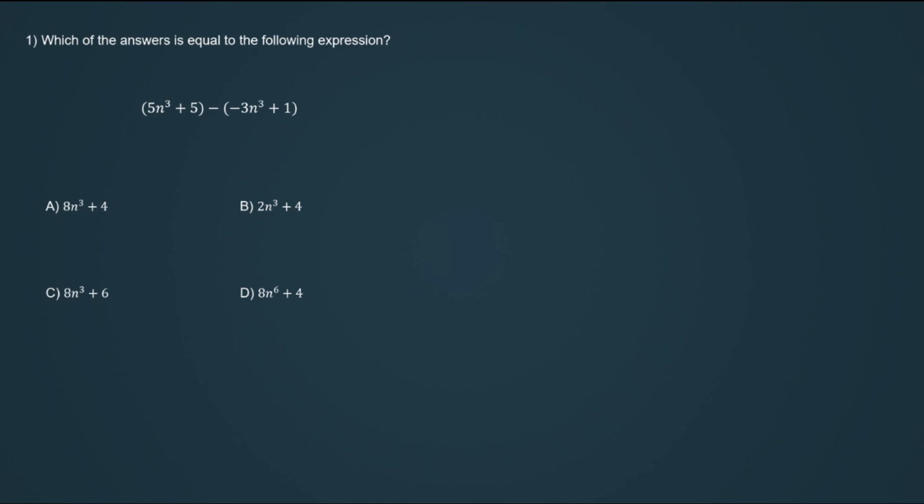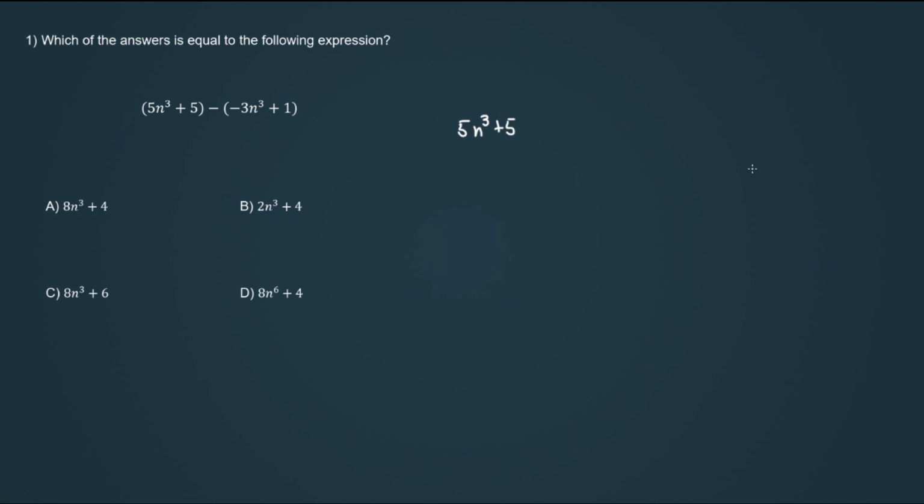All right, question 1. Which of the answers is equal to the following expression? So 5n cubed plus 5 minus negative 3n cubed plus 1. So in this case, we are subtracting polynomials. That first polynomial is going to stay exactly as it is, but without the brackets. So we have 5n cubed plus 5.